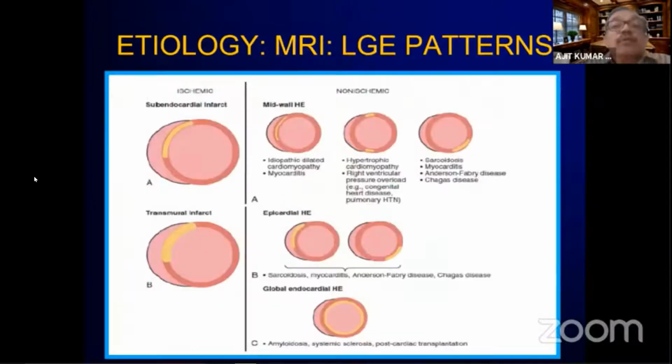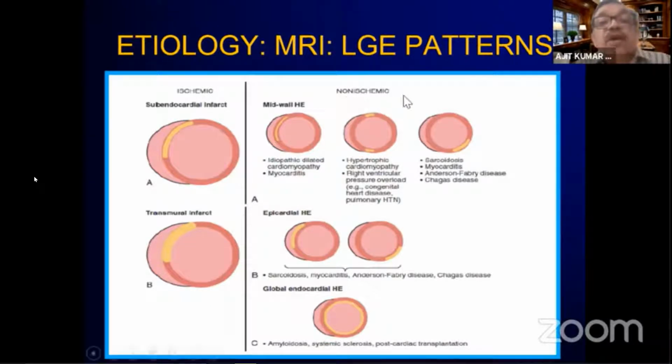So this LGE pattern that persists has an etiological pattern as well, and we will look at that, even though we will go into details a little later. In the ischemic cardiomyopathies, you find that there is a subendocardial LGE persistence, and when there is transmural infarct, this persistence of LGE becomes transmural, or more than 50% or more than 75%.